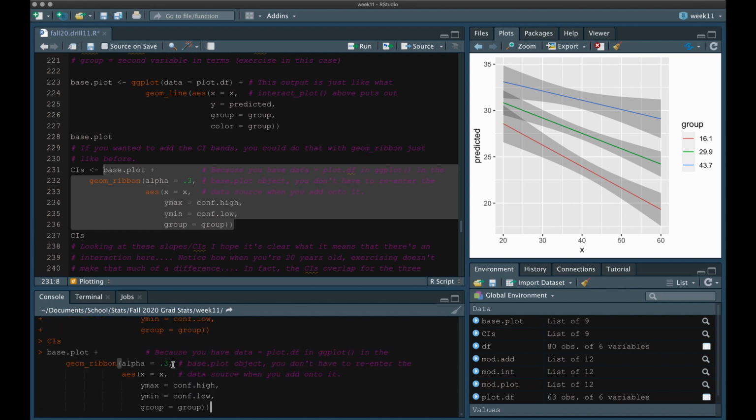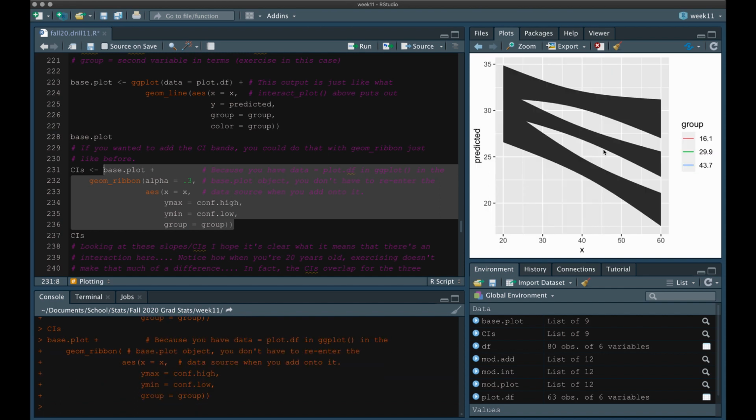And as far as what this alpha does, if I just take the alpha out... alpha again is transparency. When you're talking about ggplot, alpha is the transparency.